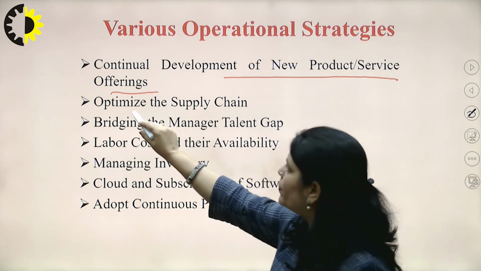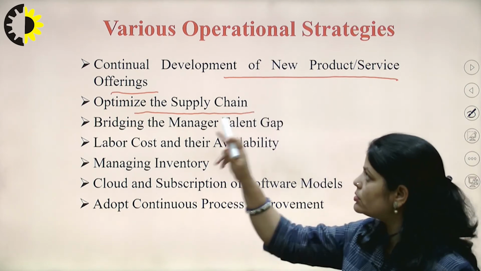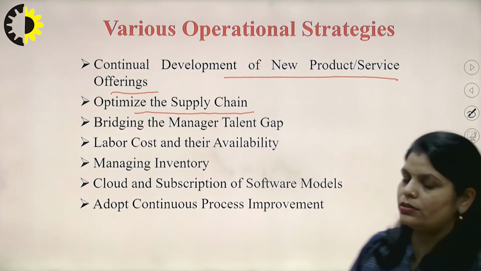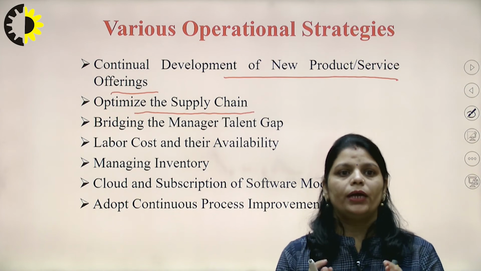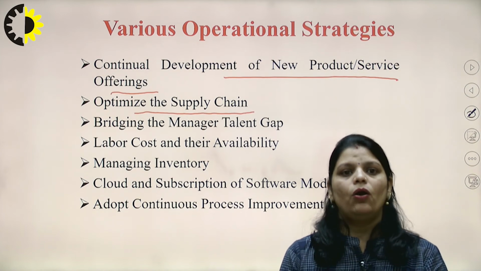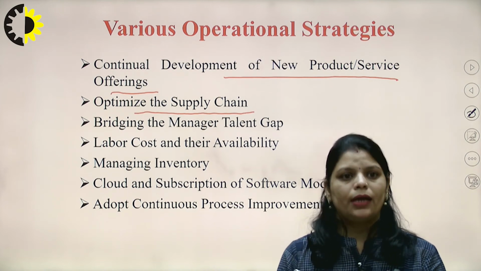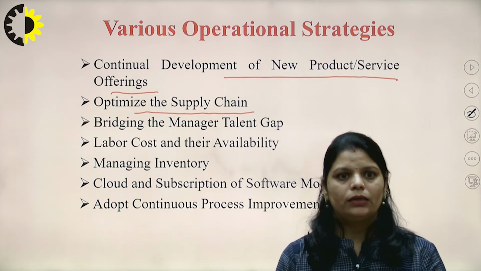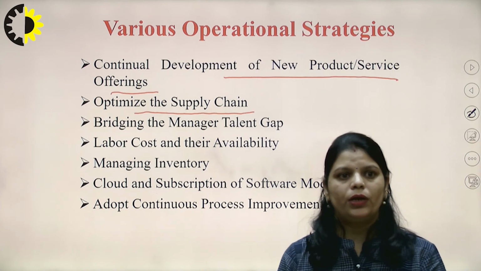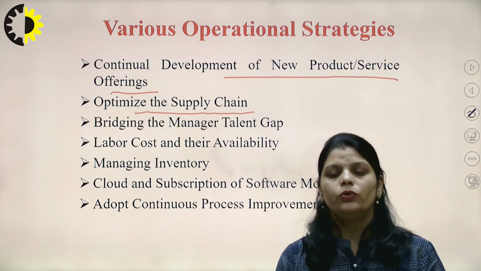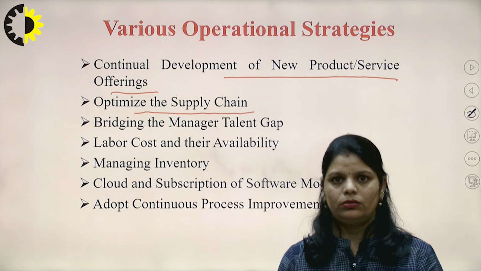Next is optimize the supply chain. Clear? So under this operational strategy, the trend is that over the past 20 years, product sourcing has relied heavily on overseas resources for manufacturing. And rather than viewing the operations as just warehousing, look at improving the inbound and outbound supply chain to gain advantages, cost savings, etc. Clear?